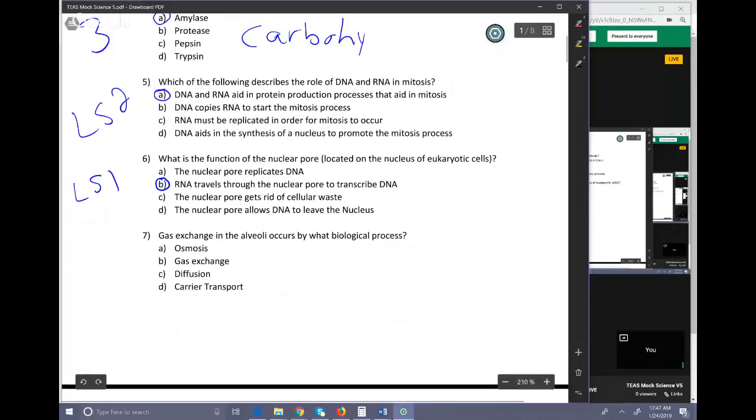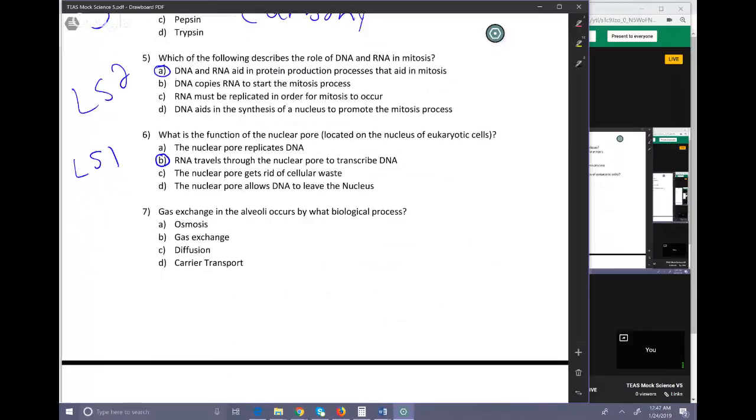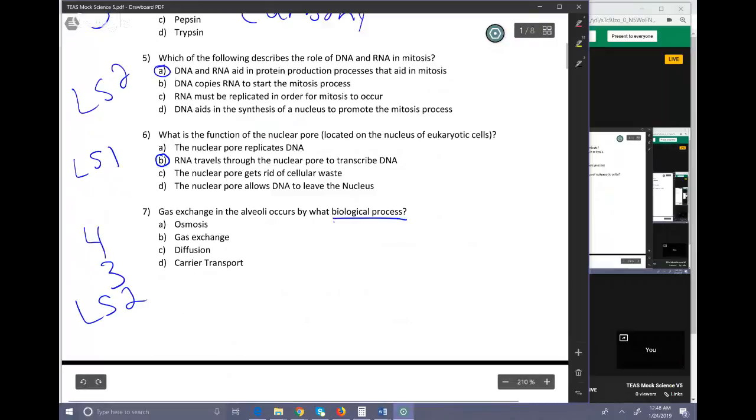7, gas exchange in the alveoli occurs by what biological process? I would say that this is from Anatomy 4, but it's also from Anatomy 3, and arguably it's also slightly from Life Science 2. So this one spans several areas that we've talked about. Gas exchange in the alveoli occurs by what biological process? We definitely talked about this in Anatomy 4 as the primary location. Gas exchange happens by diffusion.